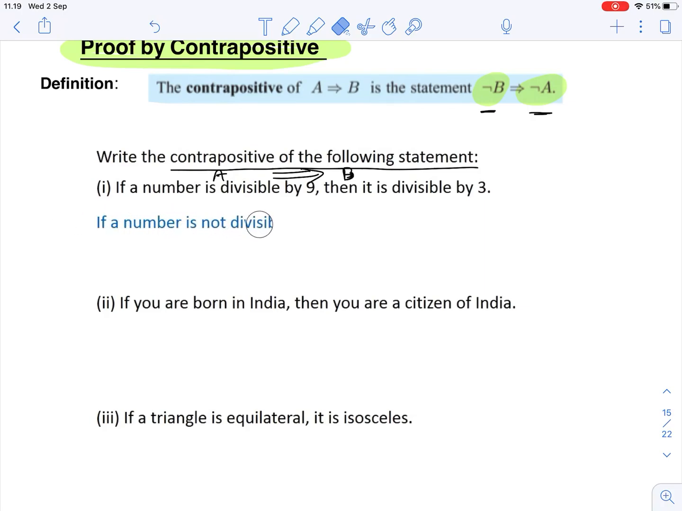Well, if a number is not divisible by 3, notice this is not B, not divisible by 3, it is not divisible by 9. And that makes sense. If it's not divisible by 3, then we know for sure it's not divisible by 9. Mathematically, we can prove that. But the main point here is the contrapositive is true. This is the contrapositive. Both statements are true.